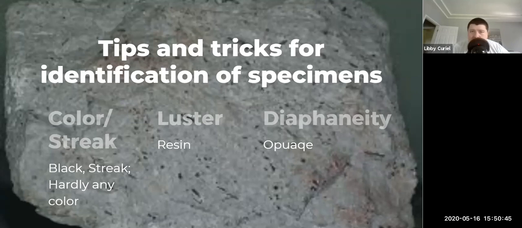For those who don't understand what resinous means, resinous is sort of very, if anything, it looks very honeyish, you know, it's very fluidy, but it's in a solid form. Of course, the diaphanity, it is opaque, so nothing goes through, no light.